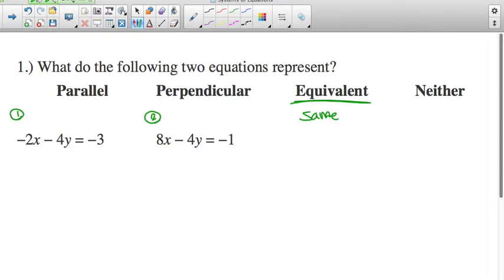Great. You took the words right out of my mouth. Before we can even answer this question, for both of these lines, we have to do what with them? We have to solve them for y, or put them in slope-intercept form, or y is by itself. So you can go ahead and try it on your own, or you can follow along with me. For the first line, to get y by itself, I'm going to add 2x to both sides. Negative 2x plus 2x cancels. I'm left with negative 4y equals positive 2x minus 3.